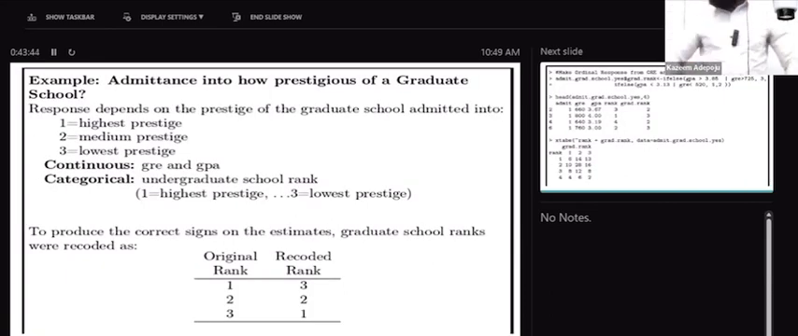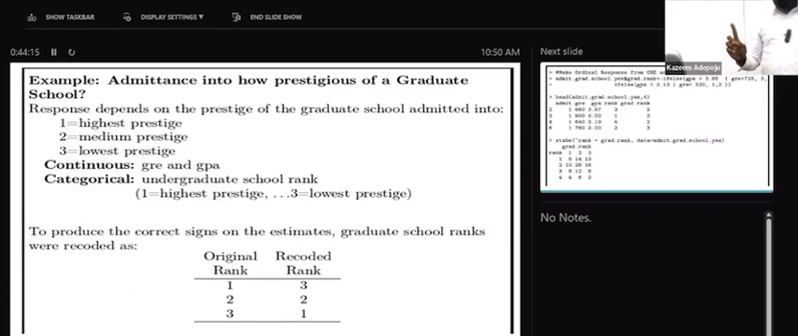Now, take a look at this. Admission into graduate school. We've used this example before. But if you take a look, the response variable depends on the prestige of the graduate school admitted into. One is the highest prestige, two is the medium prestige, and three is the lowest prestige. The predictors are continuous GRE, GPA, and categorical undergraduate school rank.